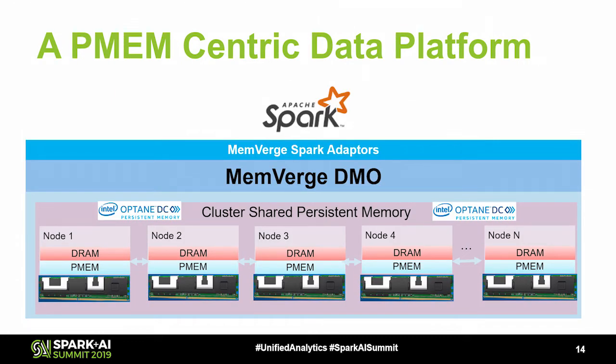So here we build a persistent memory centric data platform. On the bottom of the platform is the hardware, a cluster equipped with shared persistent memory, and we also build a distributed memory object storage system, which is called DMO. This is used as a distributed object system, and on the top we also build an adapter which can communicate between the Spark application and the DMO. This as a whole is a persistent memory centric data platform.